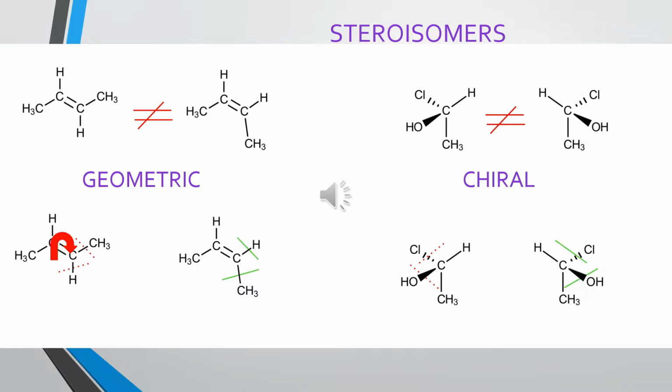Now we get into the world of stereoisomerism. And I mentioned before in our flowchart, you saw for yourself, it's a much more complicated world. Let's first talk about the difference between geometric stereoisomerism and chiral stereoisomerism. Geometric stereoisomerism involves restricted rotation about a double bond. Period. That's it. Restricted rotation about a double bond.